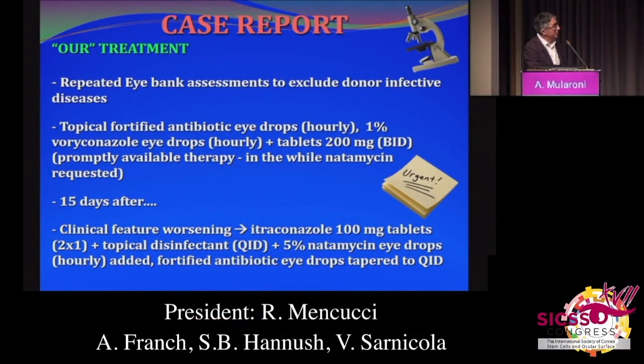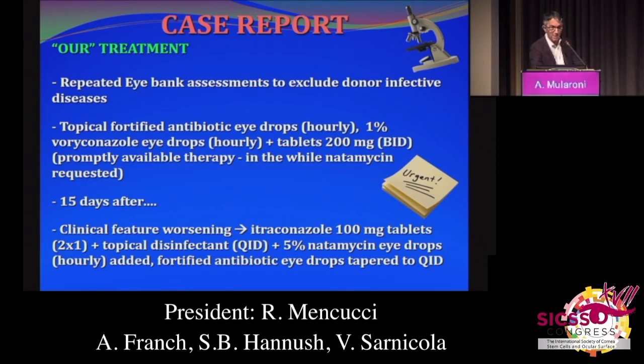So we asked the eye bank whether there might have been a decontamination of the storage medium. The answer was no. So we started with topical fortified antibiotic eye drops plus voriconazole eye drops 1% plus tablets 200 milligram twice a day. This was the treatment we had available. In the meantime, we ordered natamycin, which in Italy isn't readily available.